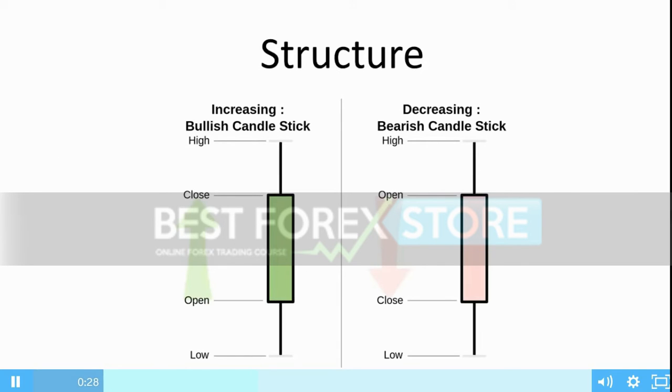So here's the structure of a candlestick. It's pretty simple stuff. A green candle is a positive or bullish candle. A red candle is a bearish or negative candle. Pretty simple. We have a tail or a wick, which is depicted by the high and the low. Anything outside of the body of the candle is known as a tail or a wick. The body of the candle would be the green portion or the red portion on the right-hand side.